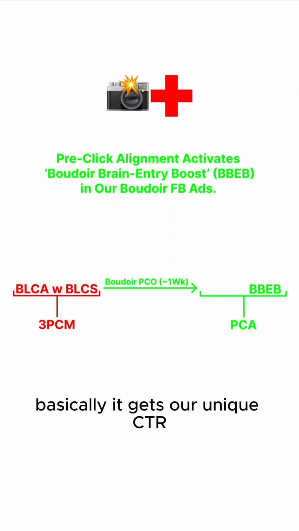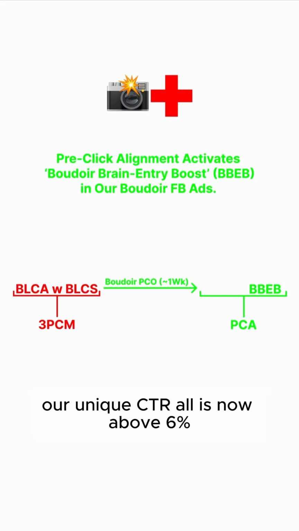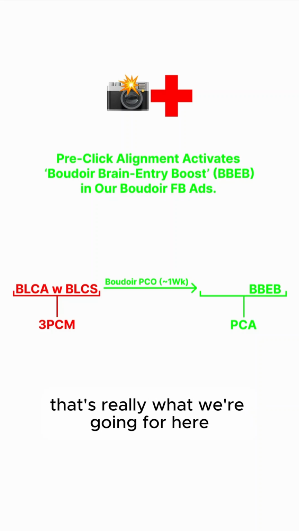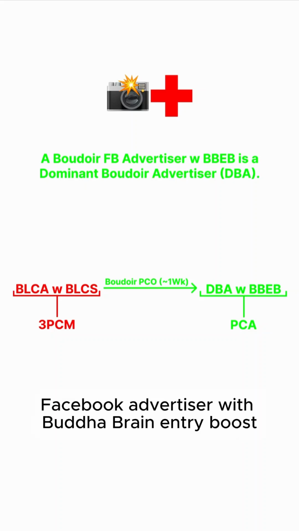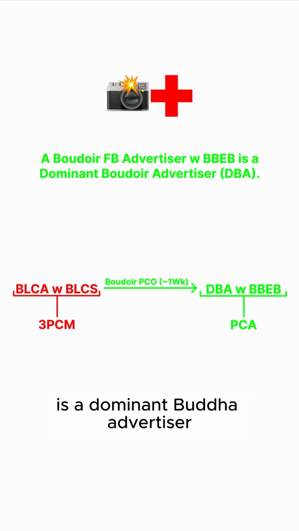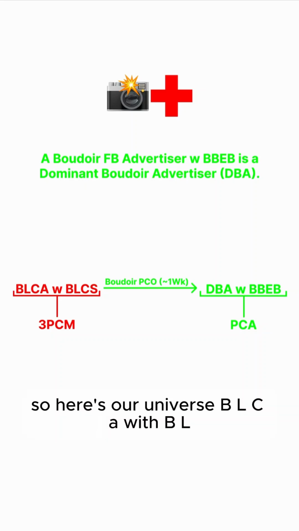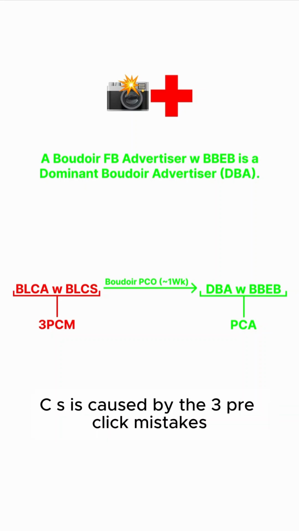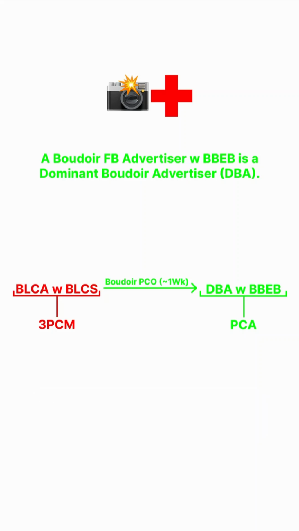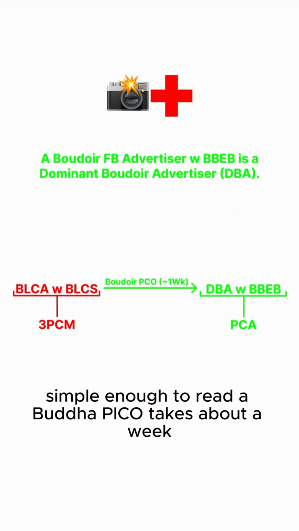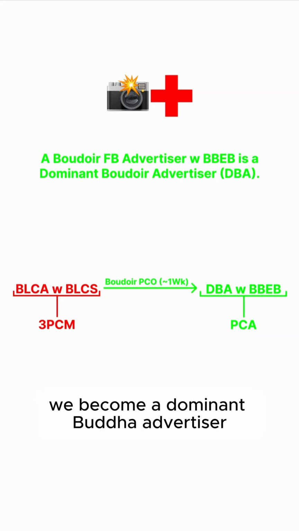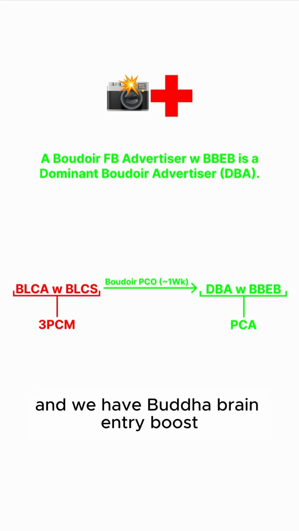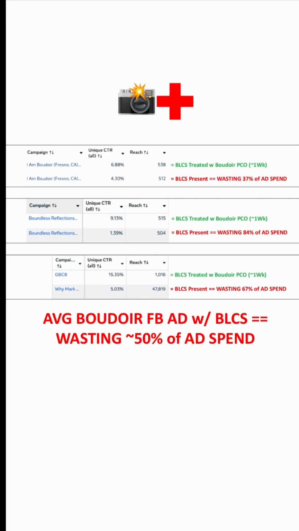Basically, our unique CTR is now above 6%. That's really what we're going for here. And a Boudoir Facebook advertiser with Boudoir Brain Entry Boost is a dominant Boudoir advertiser. So here's our universe. BLCA with BLCS is caused by the 3 pre-click mistakes. Simple enough, treated with Boudoir Pico takes about a week, and we achieve pre-click alignment. We become a dominant Boudoir advertiser, and we have Boudoir Brain Entry Boost with our Boudoir Facebook ads.